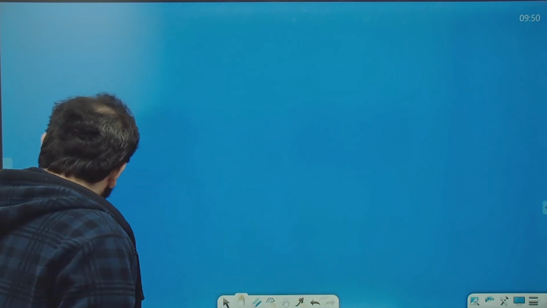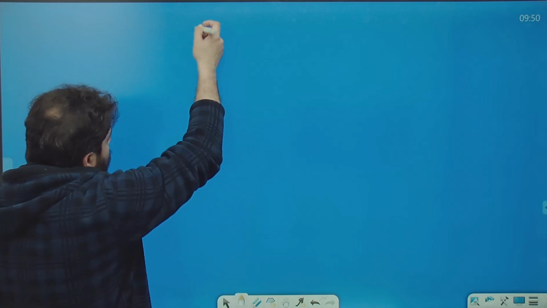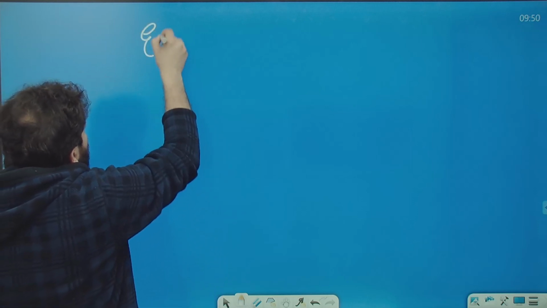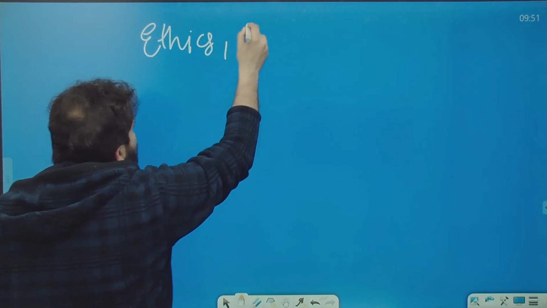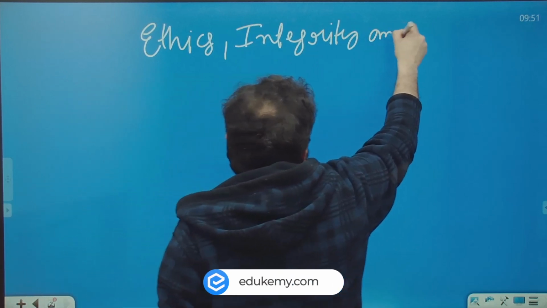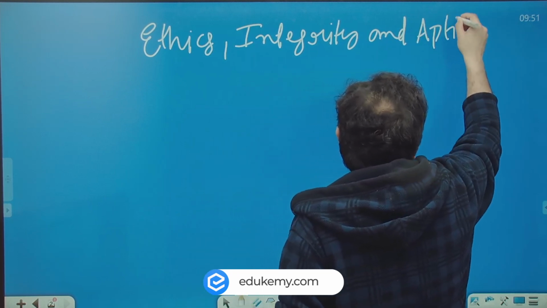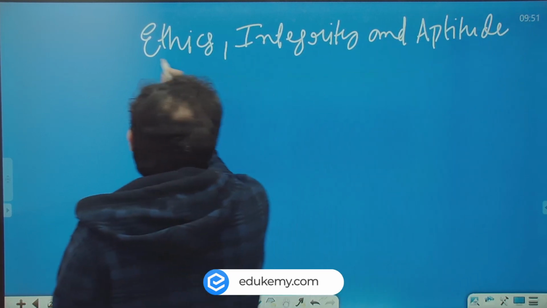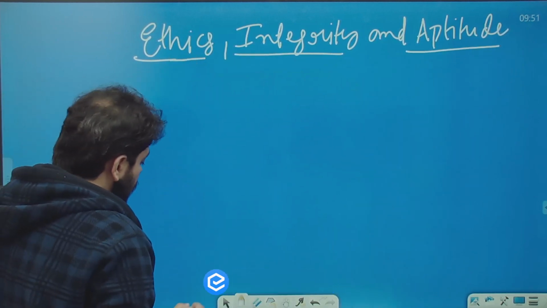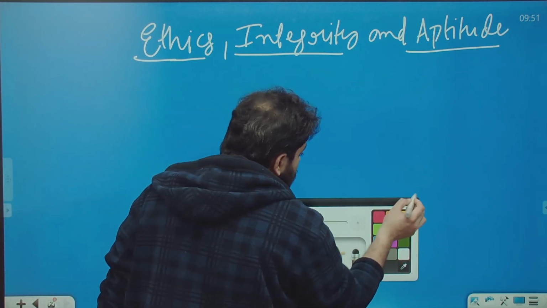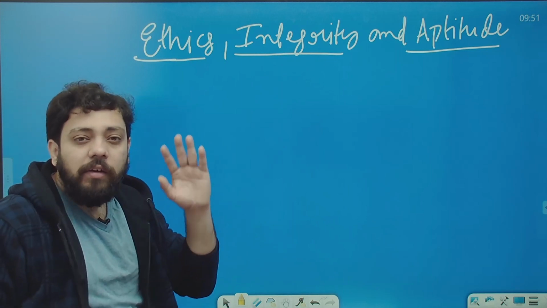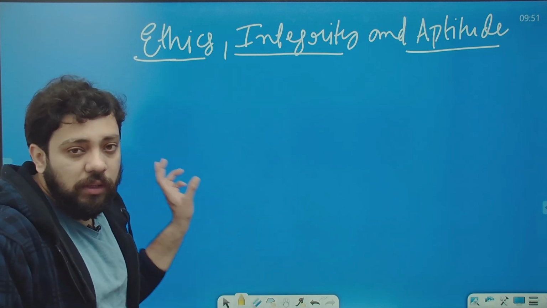Okay, so if you take a look at the subject, the area of understanding we're covering is divided into three terms: ethics, integrity and aptitude. Ethics, integrity and aptitude, right? So when we think about ethics, it can be academically or pedagogically divided into three subject areas from which the information is drawn.